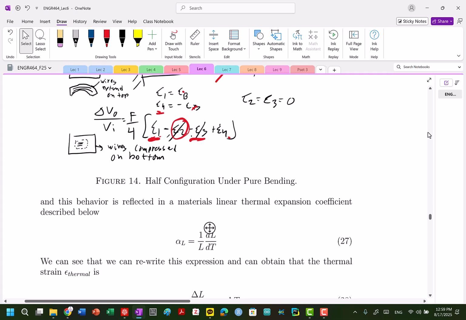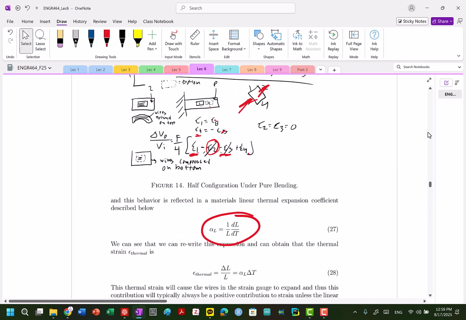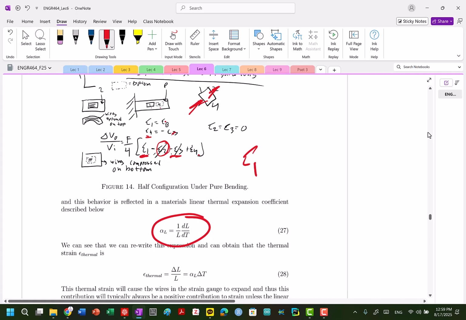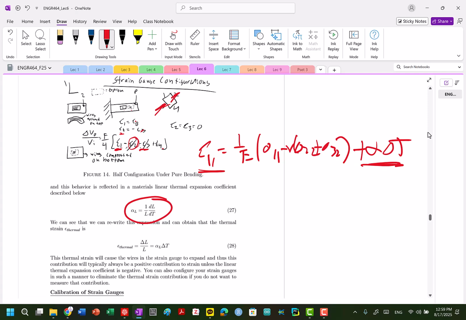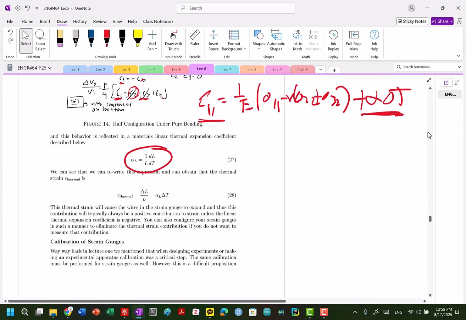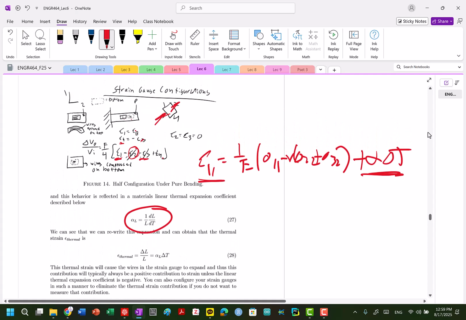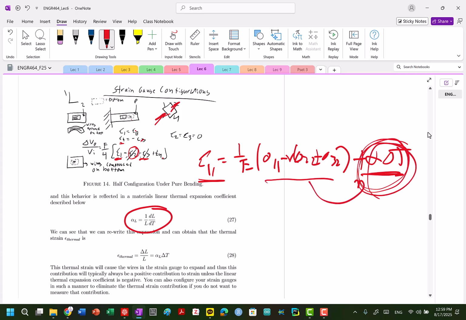Now, strain is important. Thermal strain exists, right? In our strain expression, epsilon 1,1, if there's a change in temperature, there's sigma 2,2 plus sigma 3,3 plus alpha delta T. So there will be a thermal contribution in the strain that you're measuring, potentially. If you're in a quarter bridge configuration, you're also measuring a contribution that's thermal strain. Regardless of what this is, and it may be much larger, you're still getting some of this contribution.